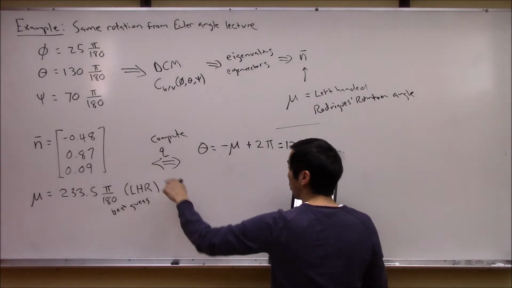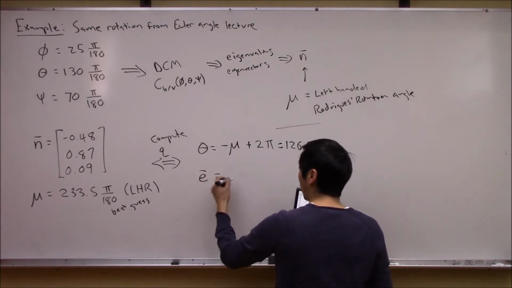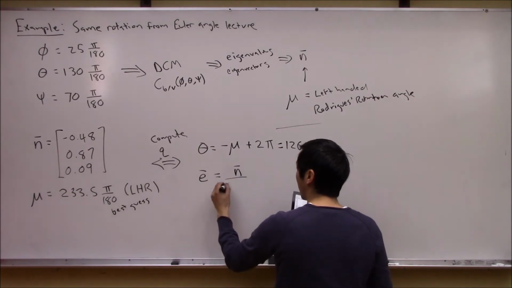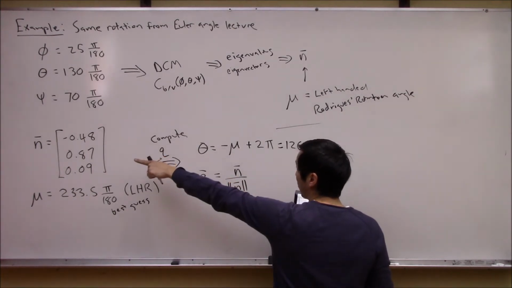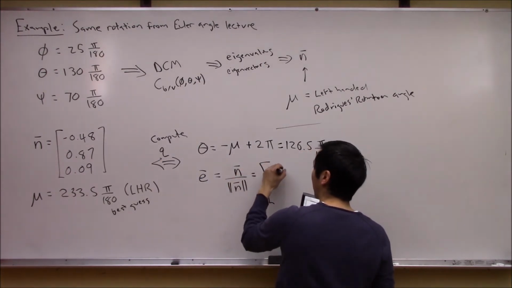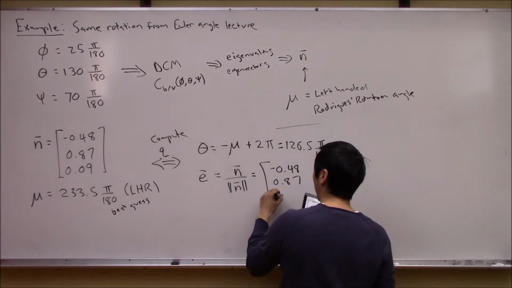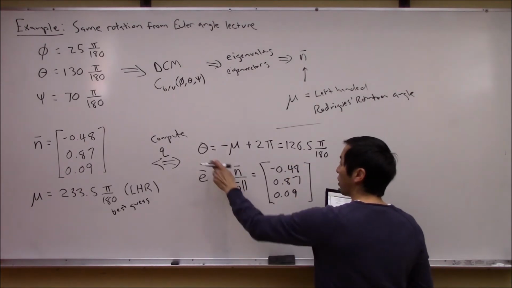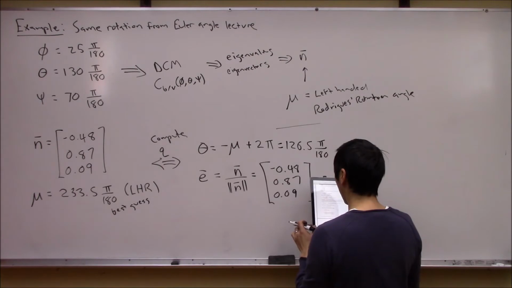Next, what we need to do is calculate the normalized axes of rotation. So I have the axis of rotation, n, but we got to make sure that this thing is normal. So let's divide by the norm. And surprise, actually MATLAB already kicks that out in a normalized fashion. So this does just stay 0.48, 0.87, and 0.09. Okay, so at this point with theta and n, we basically have enough to go ahead and calculate our quaternion.